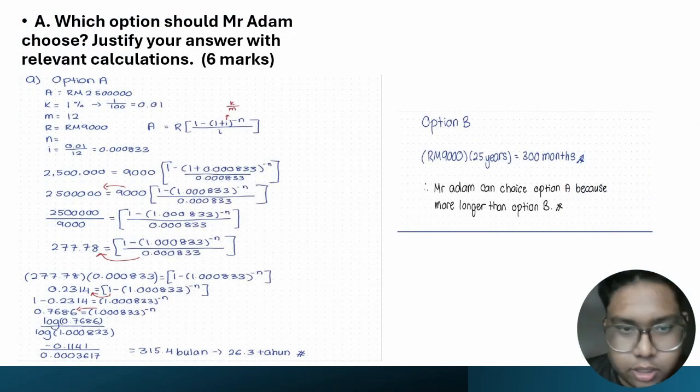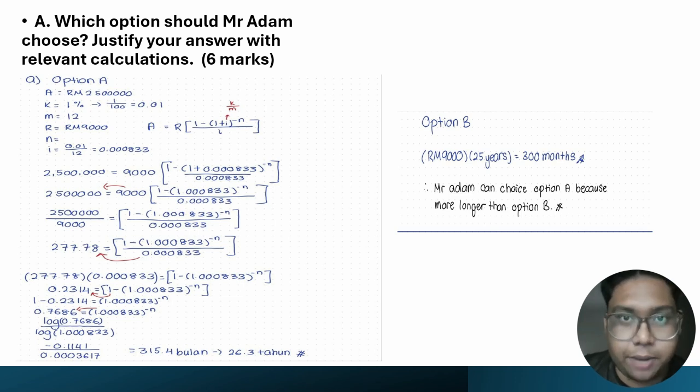Okay, now let's answer the first question. The first question is A: which option should Mr. Adam choose? Justify your answer with the relevant calculation. For option A, which has been seen before this, the A is 2,500,000. K is 1%, after dividing by 100 is 0.01. M is 12 because it is compounded monthly, and the R is 9,000 ringgit.